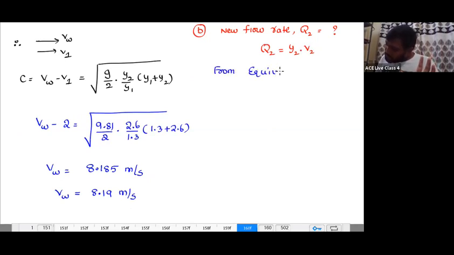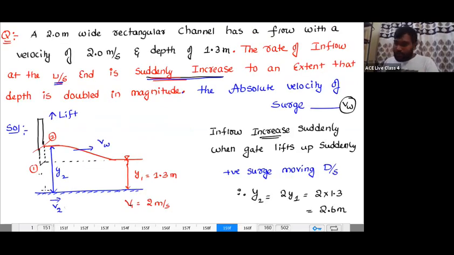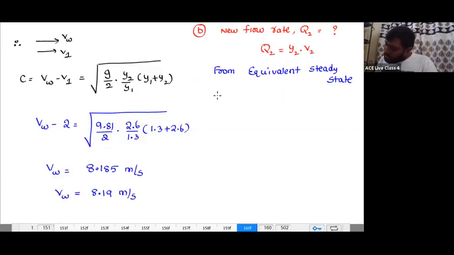equivalent steady state, I don't want you to remember the formula. If you do remember the formula, fine. But from the equivalent steady state, you can say, what is the equivalent steady state here? Both are in the same direction, or not? Now from the equivalent steady state, you know that y1 into (Vw minus V1) is equal to y2 into (Vw minus V2). I want this V2, my dear.